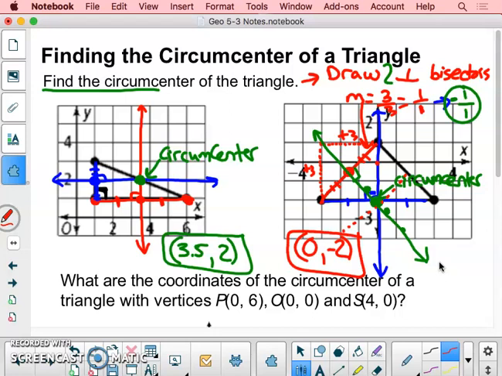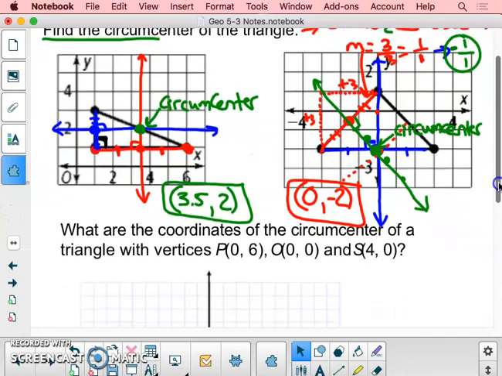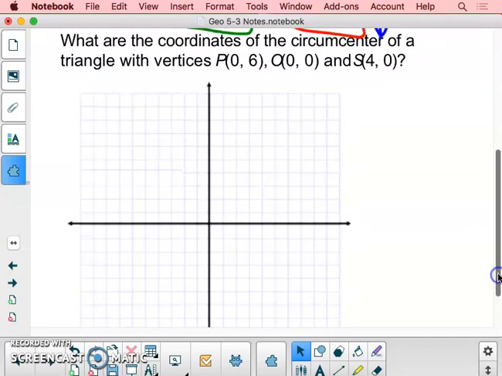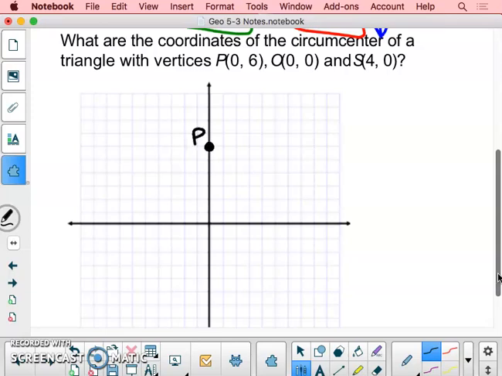Okay, let's try one more so you can see it all in action one more time. The vertices this time are 0, 6. So we're going to draw our triangle in. P is at 0, 6. We have a point P here. We have a point O at 0, 0. And then we have a point S at 4, 0. So let's draw that one in.